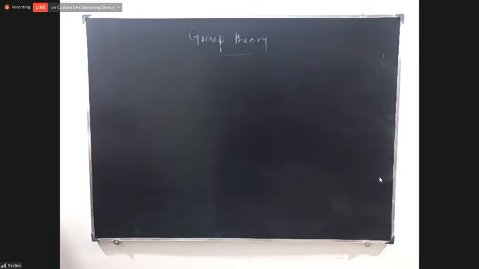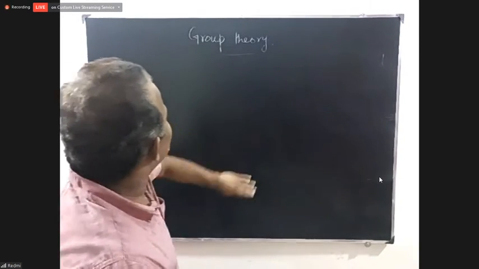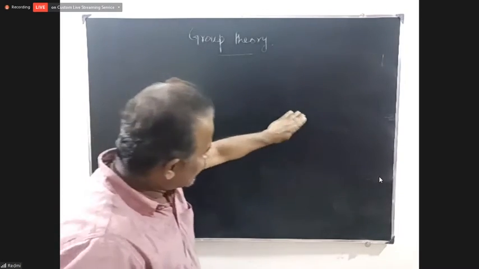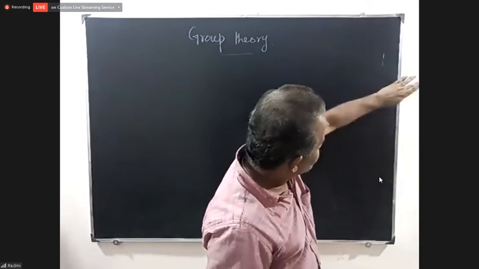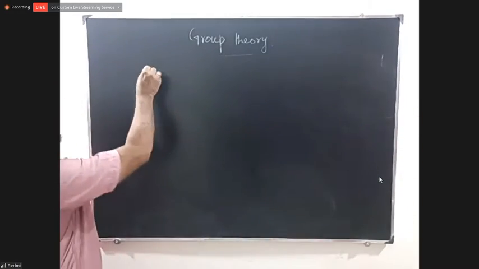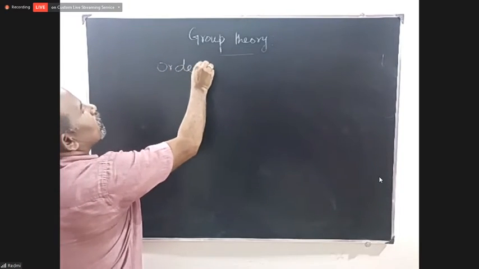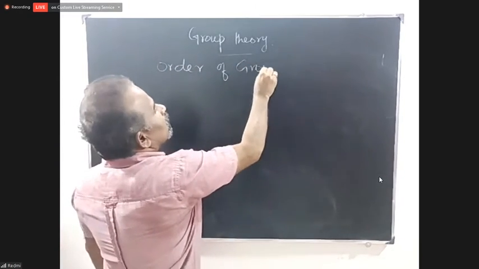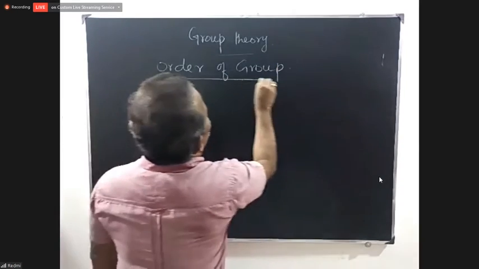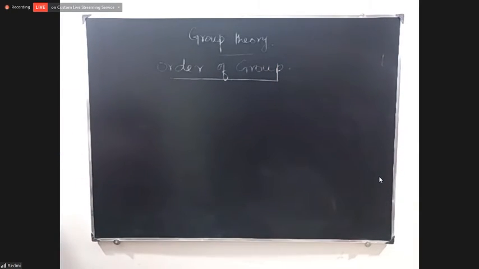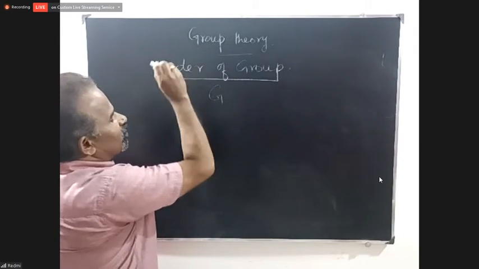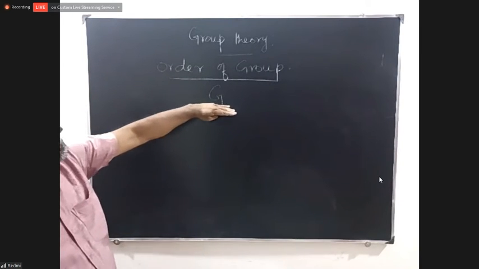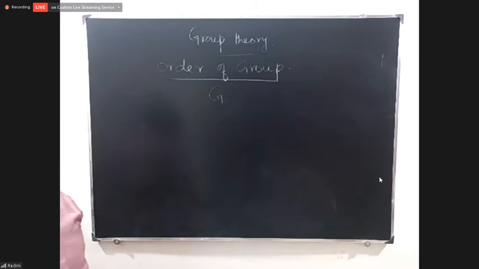Now we know what is a group, what are the examples of groups, the number systems. So we have seen one by one. Now, what is the order of a group? Let G be a group, a non-empty set. The number of elements in the group is called the order.